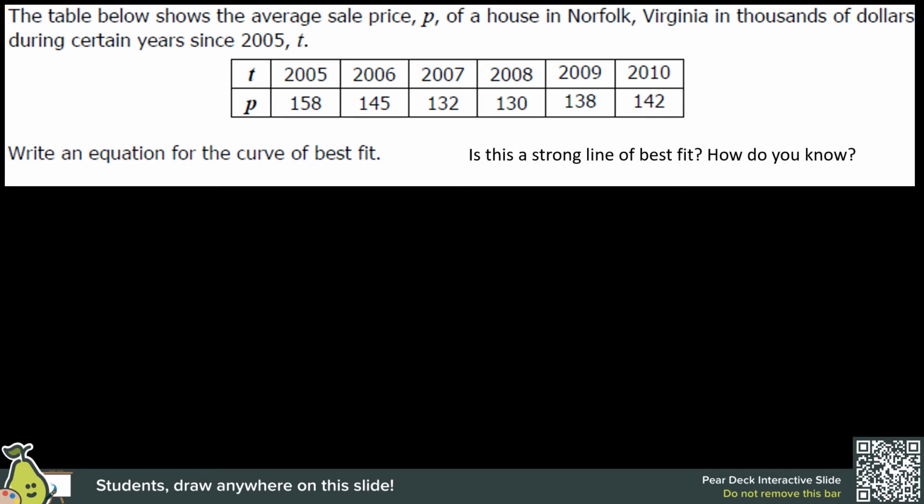So now here on your question, we have this data table. And I'm going to tell you right now, this is going to be quadratic. And so we have years. What did I say about years? Go back to the last question if you don't remember how to set up those years. I want you to give me the equation, and then I want you to tell me, is this a strong line of best fit, and how do you know?